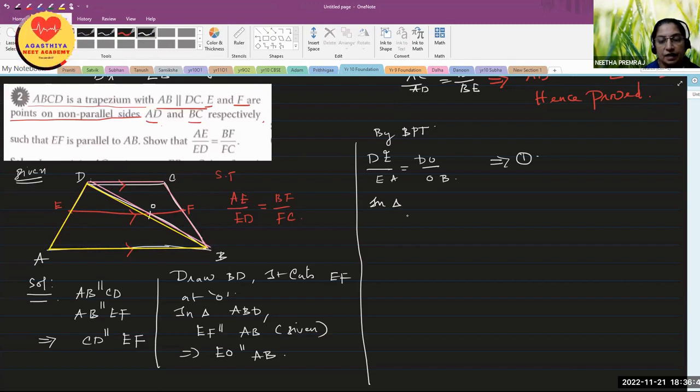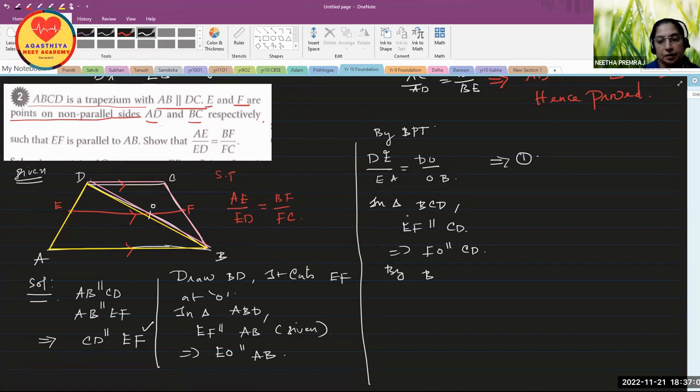In triangle BCD, we know that EF is parallel to CD, isn't it? From this, EF is parallel to CD. So, which implies FO must be parallel to CD, isn't it? Again, you can apply BPT.